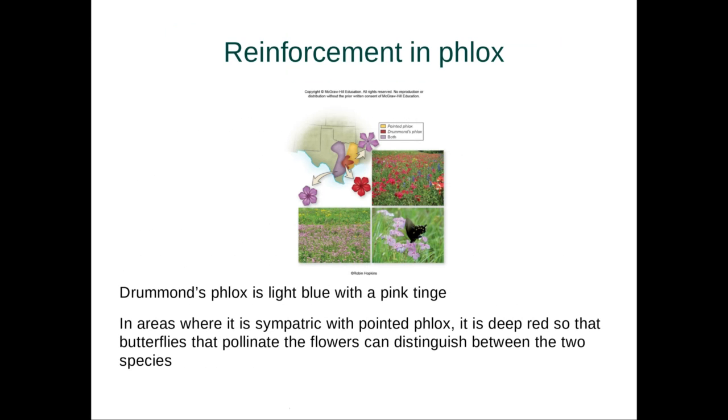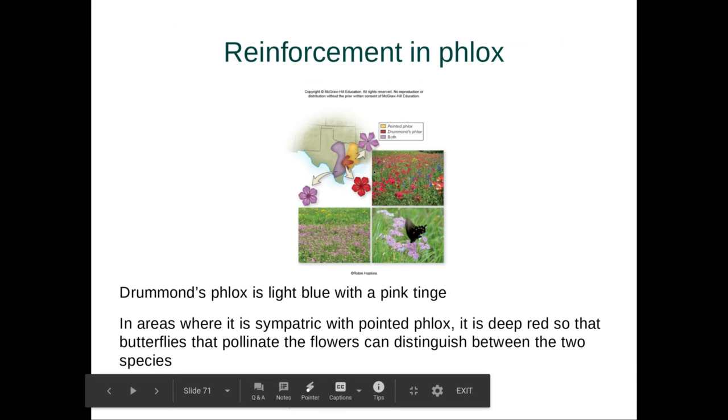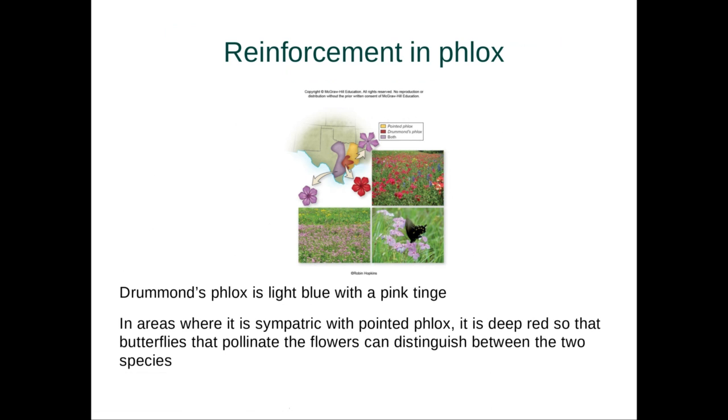So let's look at Phlox. It's a species of flower. Now, Drummond's Phlox is light blue with a pink tinge, and so you can see our Phlox here. Now, in areas where it is sympatric with pointed Phlox, so in this case you can see pointed Phlox is here in yellow, Drummond's Phlox is here in red. And you can see flower shape is distinct between these two, and color is also distinct. Now, there are areas where they are sympatric. So Drummond's Phlox is sympatric with pointed Phlox, as you see here in purple.